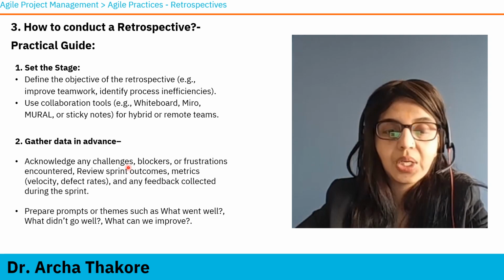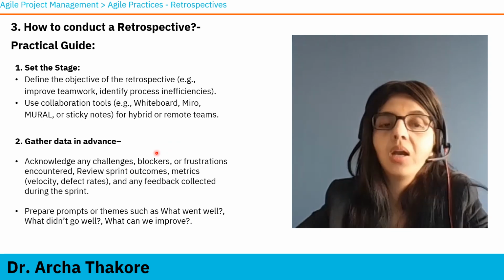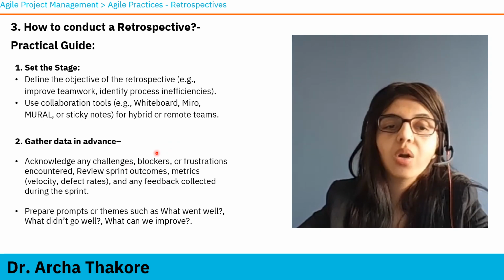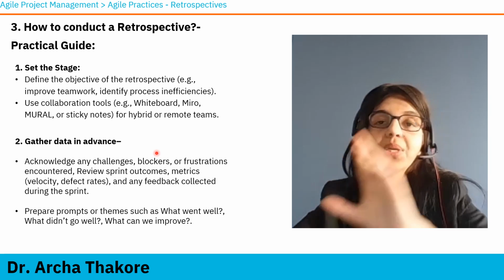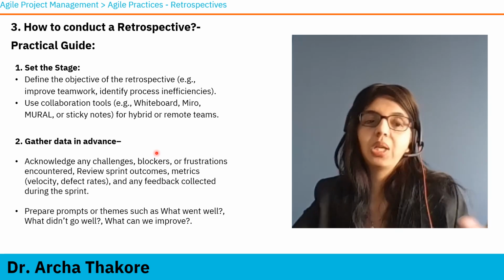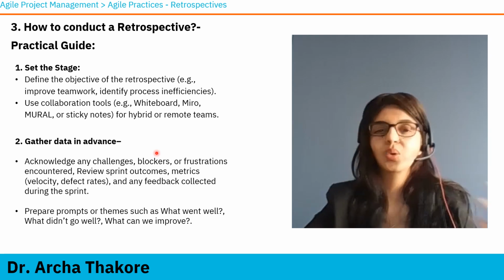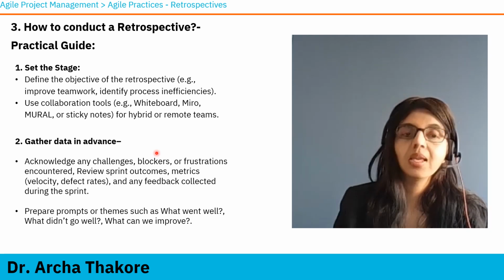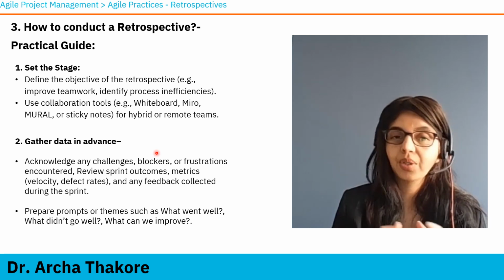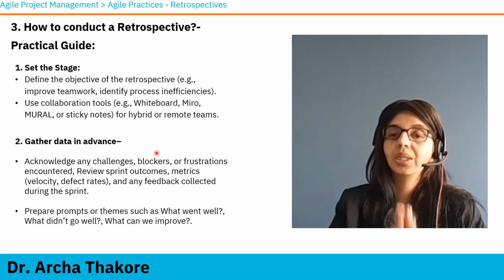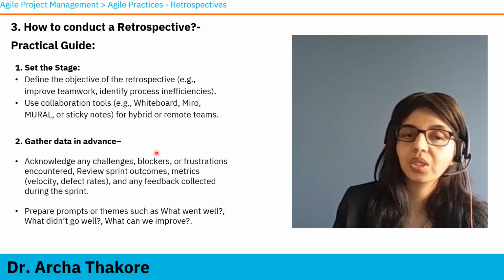Once you have done the preparation, you gather data. Acknowledge any challenges, blockers, frustrations encountered. Review sprint outcomes, and when we talk about agile measurements, we look at velocity, defect rates, story points completed, all those things. So what is the data? What are the metrics that you have gathered for that sprint? You gather it so that there can be discussion about it.